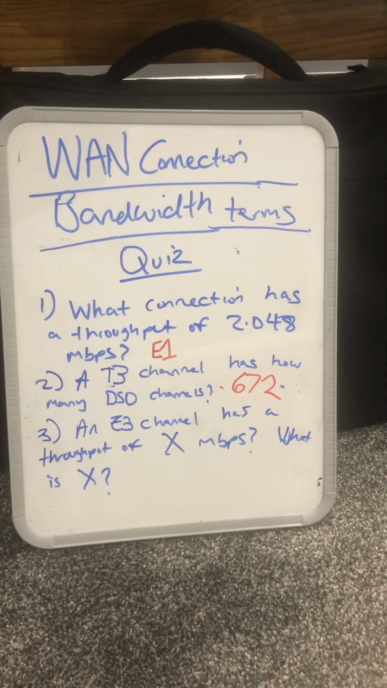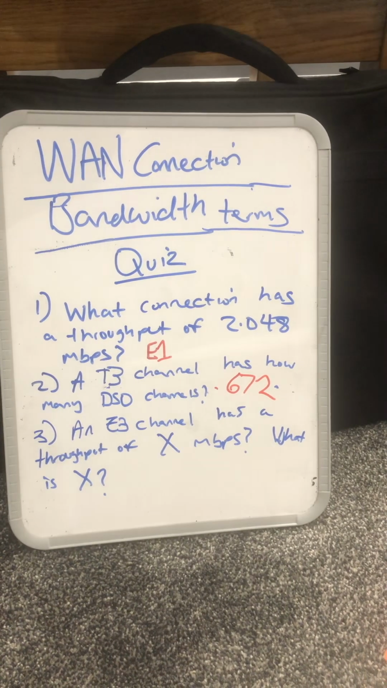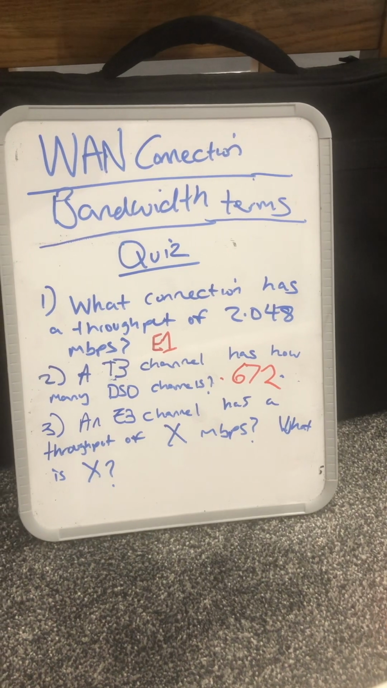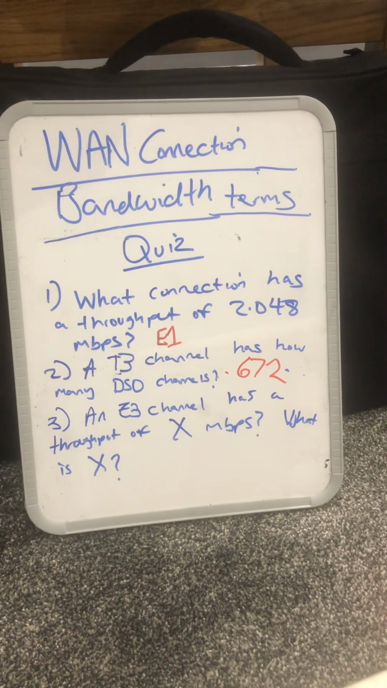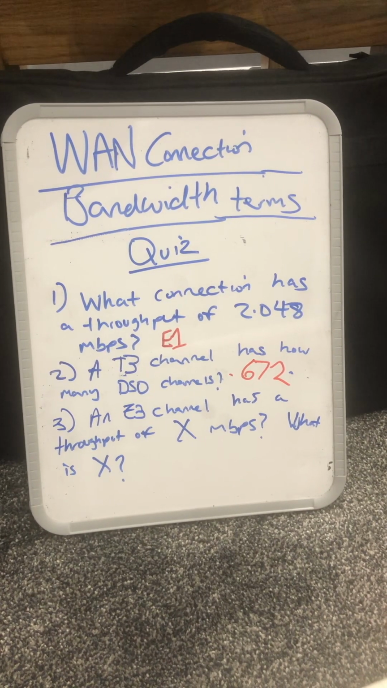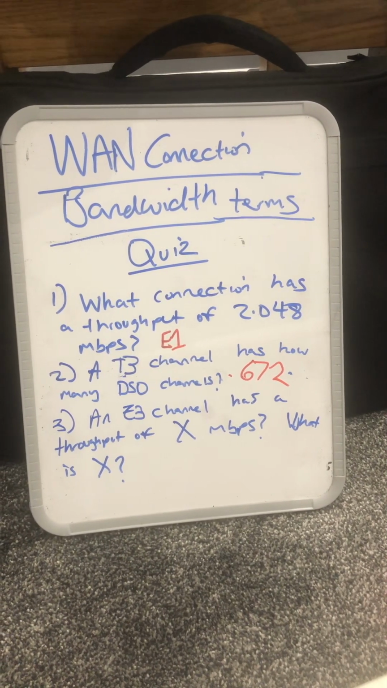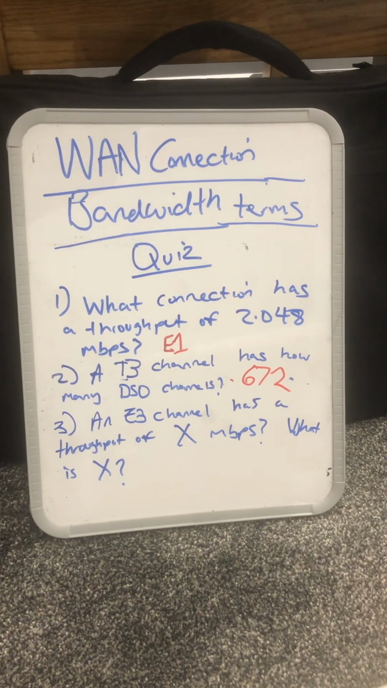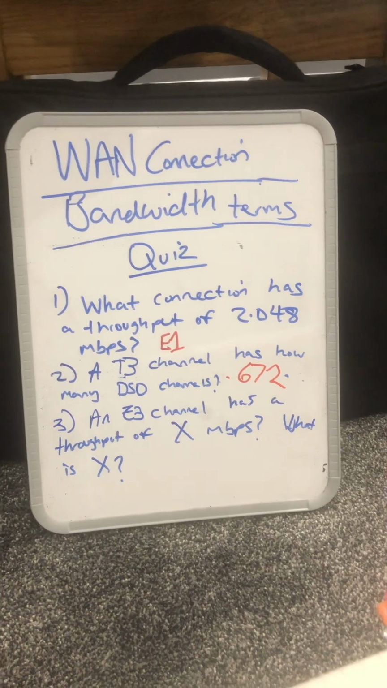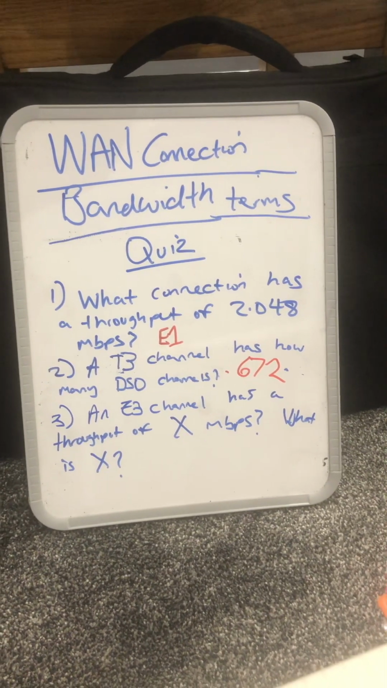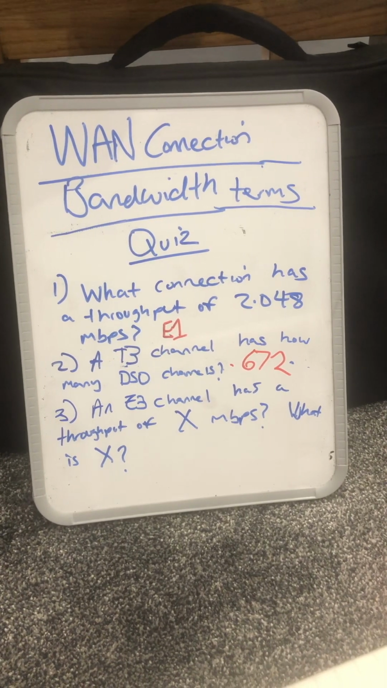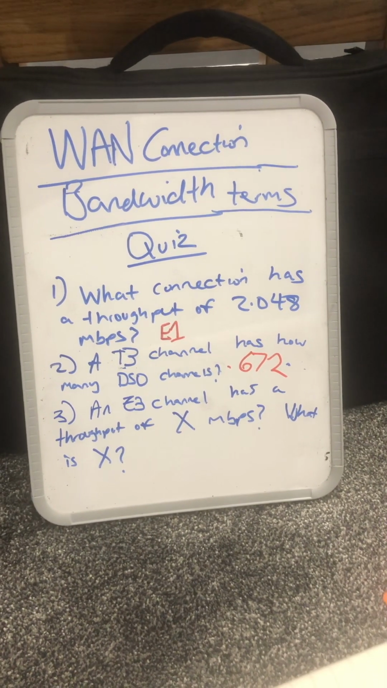Lastly, an E3 channel has a throughput of X megabits per second. What is X? An E3 channel is like the big brother of E1. So E1, if you remember, has a line rate of 2.048 megabits per second. It has 32 channels, running at 64 kilobits per second each. The difference is how many channels there are. So there's 32 in E1. Likewise, when it comes to T3 and E3, there is a different amount of channels.